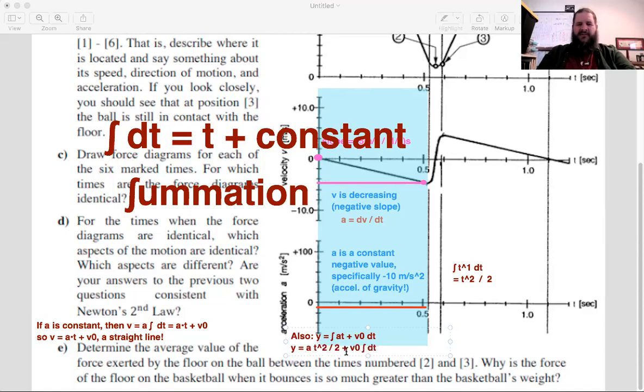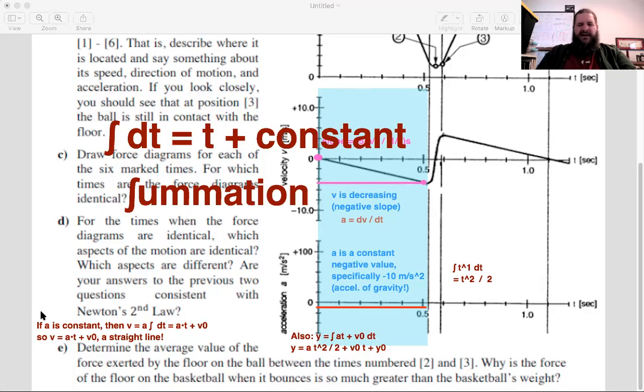So acceleration times t squared over 2. And then we already saw that integral dt is just t itself. And then also plus a constant, which turns out to just be the starting position. In other words, something t squared plus something t plus something. What would that graph look like if it's got a t squared in it? Yeah, that'll be a parabola. It's a quadratic function, so the graph will be a parabola.